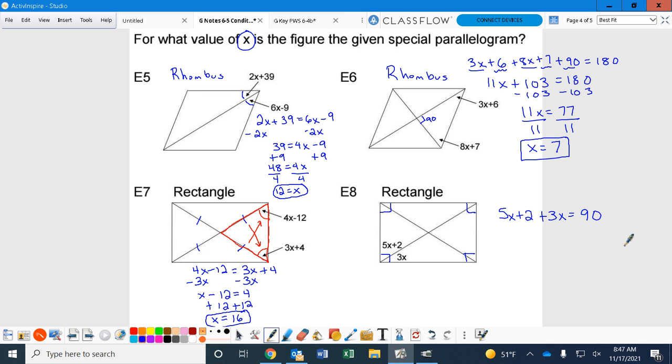Solve that. 8x plus 2. Oh, guys, what I did, make sure we're clear on this. Combining like terms, these two need to go together. They're both on the same side of the equal sign. We're just combining them. 5x and 3x is 8x. You bring down the plus 2 equals 90. We want to isolate the variable, so we minus 2 minus 2. 8x is equal to 88. Divide by 8 and x equals 11.